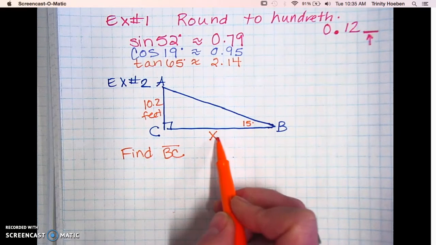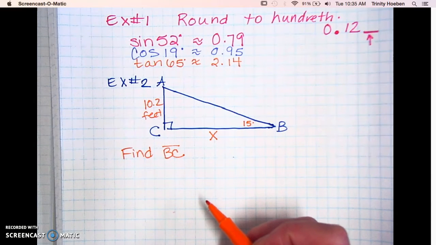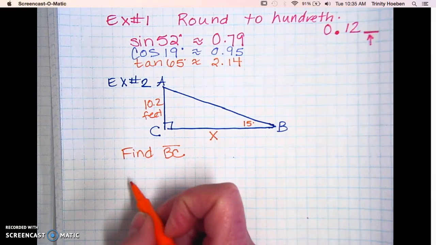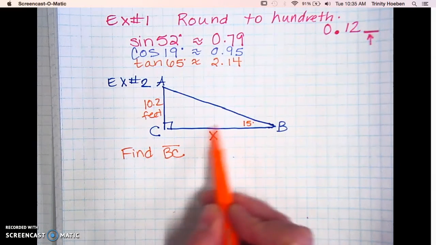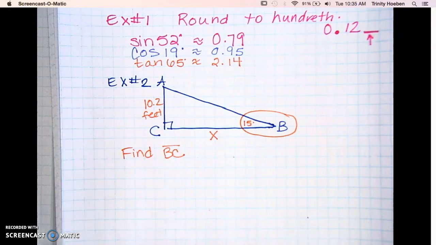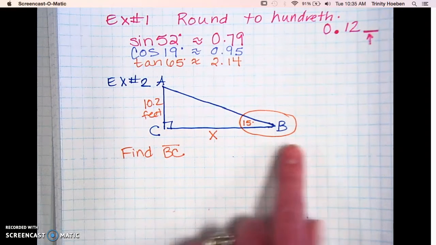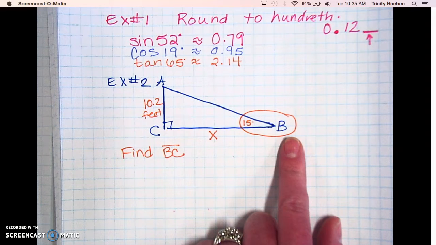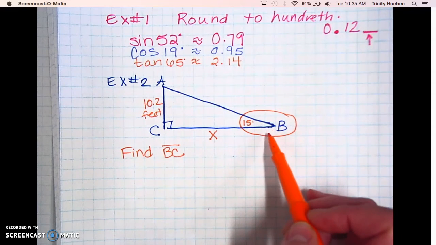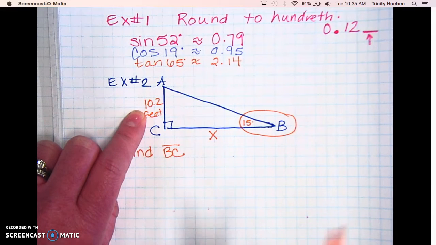All right? So whatever side you're missing, and if that's what they want you to find, put an X there. All right? So we're going to see which of the 3 trig functions we want to use to help us solve for this side right here. Okay? So we're going to start with angle B. Why? Because it's already labeled 15 degrees. We can't use the right angle. We have to use one of the other 2. Okay? So from angle B, we have this side over here that's labeled 10.2 feet. Is that opposite, adjacent, or hypotenuse?